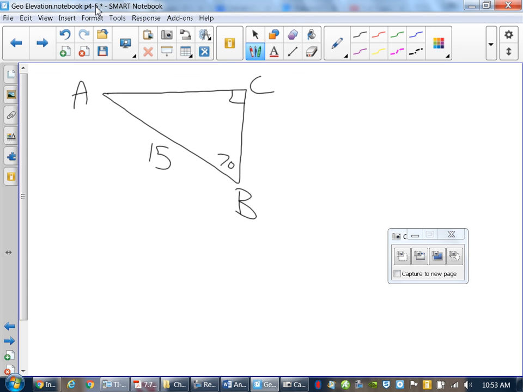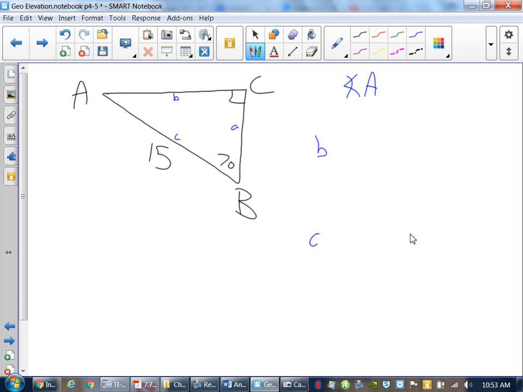So when I'm looking at this, that means I have to find angle A. I have to find little b and little a, because I have little c. Well, angle A is the easy one. What do you get?